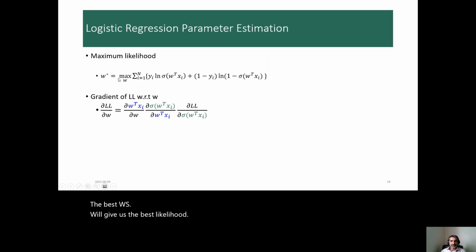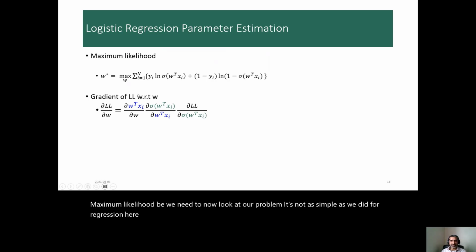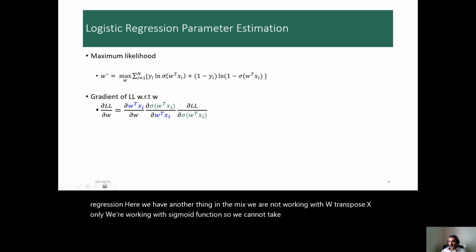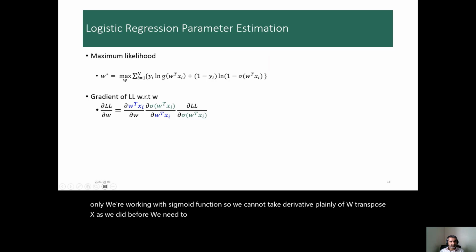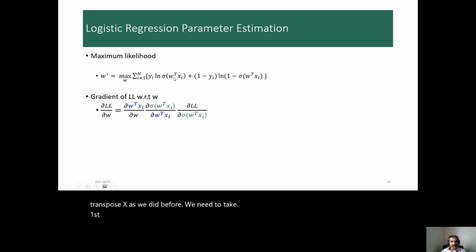If that is the case, maximum likelihood way, we need to now look at our problem. It's not as simple as what we did for regression. Here we have another thing in the mix. We are not working with W transpose X only. We are working with the sigmoid function. So we cannot take the derivative plainly of W transpose X as we did before. We need to take the first derivative of W transpose X with respect to W, and then of sigmoid. So the chain rule will be applied.